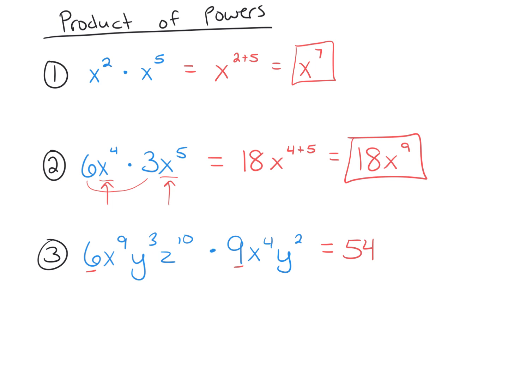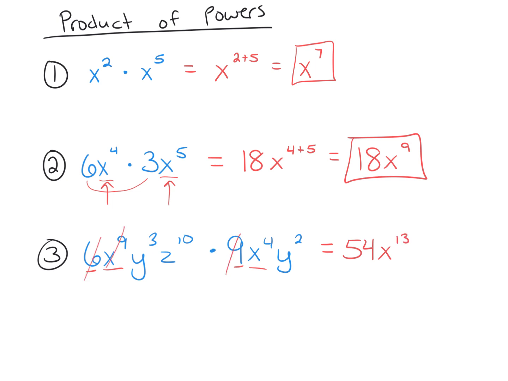Okay, should we look at everything all at once? No, let's take it all separately. Let's look at the x's first. Okay, what do we have? 9 and 4. What do I do with the exponents? Add them together. 9 plus 4? 13. Okay, am I done with the x's?